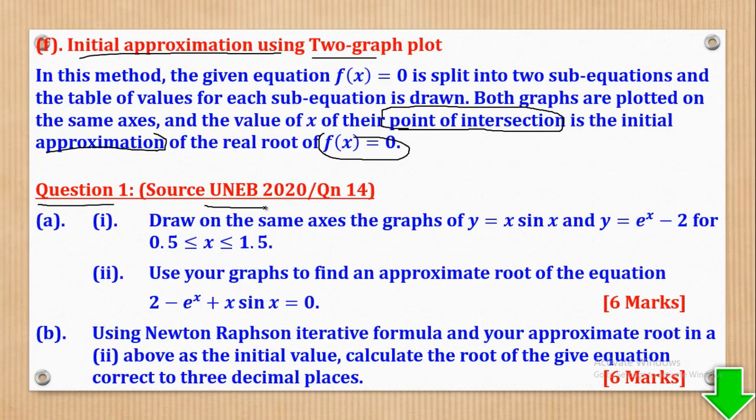Question 1 came from UNEB 2020, paper 2, question 14, part A, Roman 1. It says, draw on the same axis the graphs of y equal to x sine x and y equal to e^x minus 2 for the interval 0.5 to 1.5.